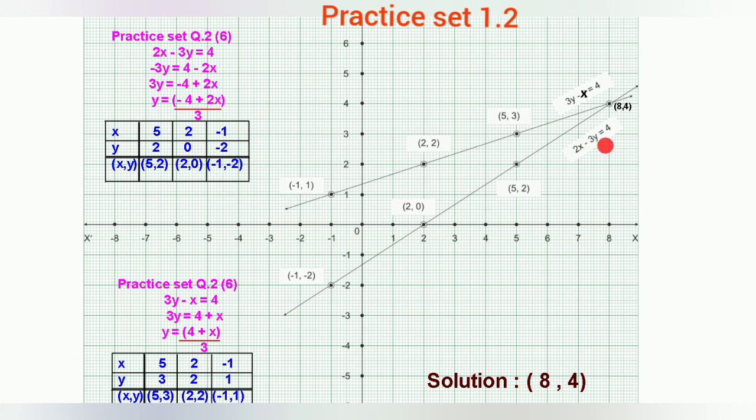Then in the next equation also, y has a coefficient, so we'll get a fraction. That means we cannot put any value of x. We'll put some particular values to get the value of y. So here these are 5, 3, 2, 2 and minus 1, 1. So their common point is 8, 4. Understand? Like this we can solve so many examples.